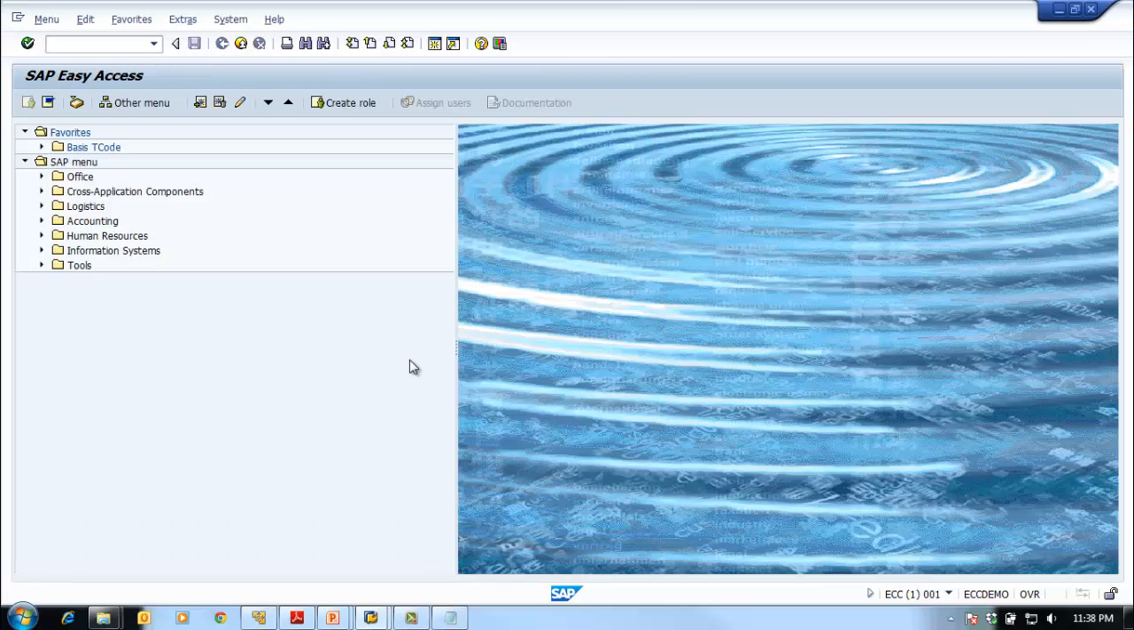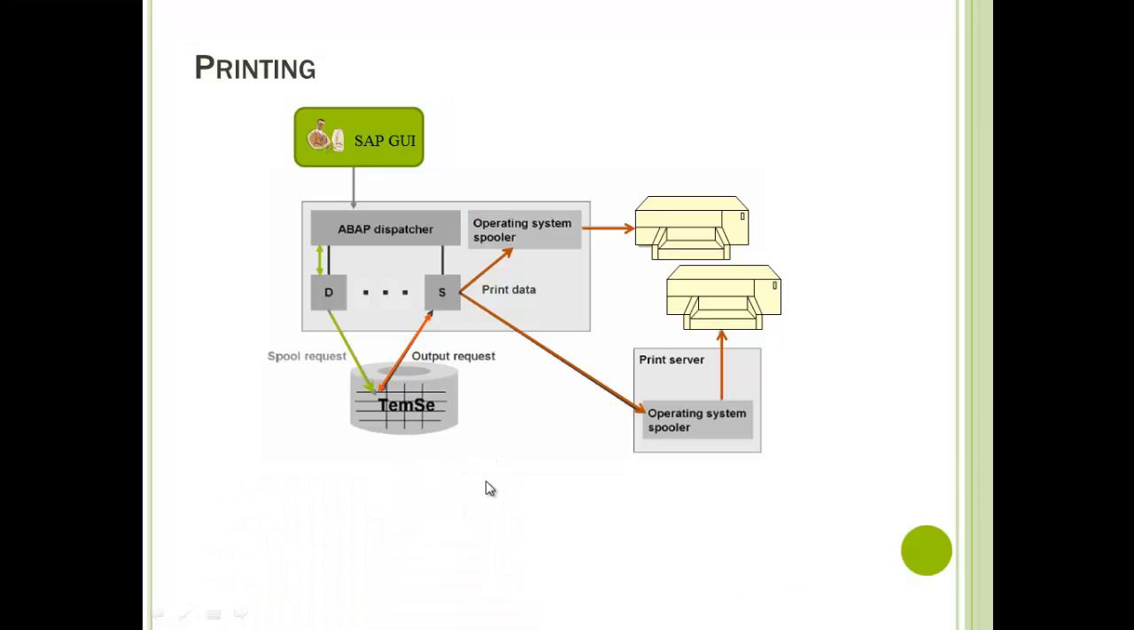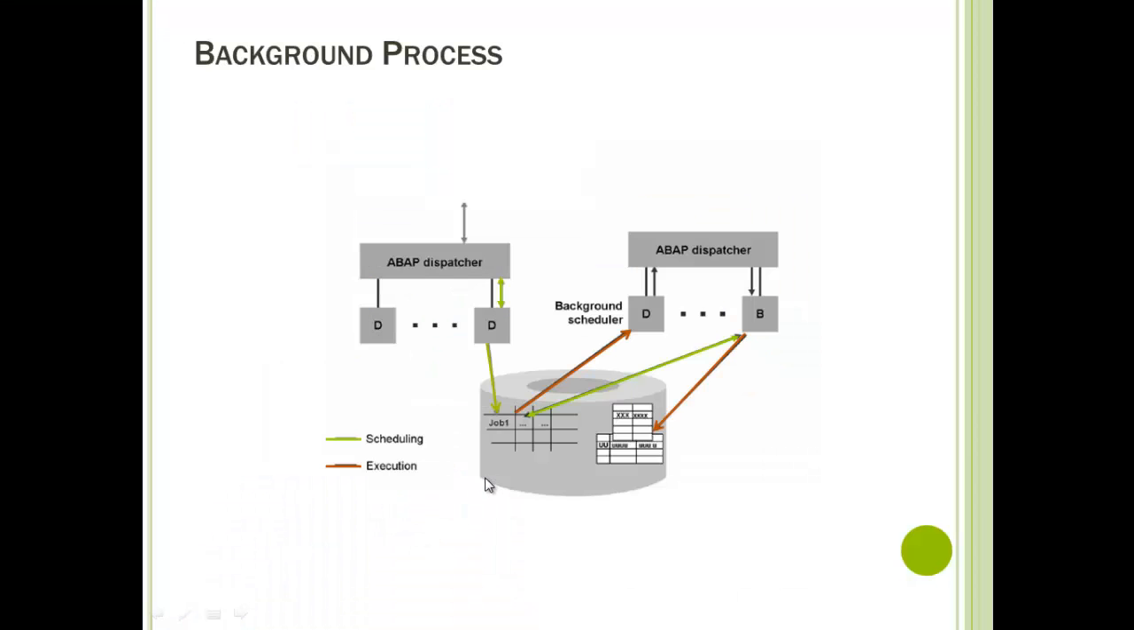Okay, let's go to the next topic, background work process. Then we will come back and see how the spool request is being created as well. Let's go back to our presentation. The next one we are going to see is background work process. First of all, we need to understand what a background work process is.